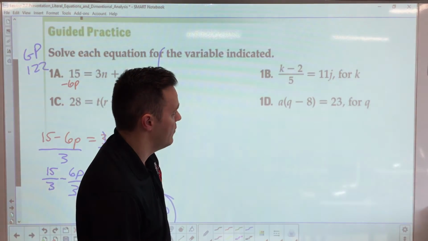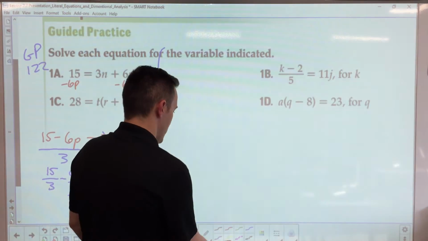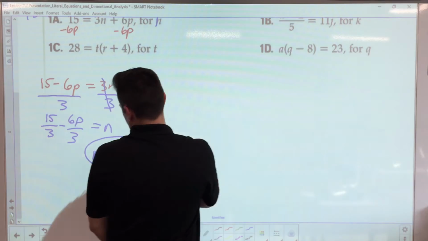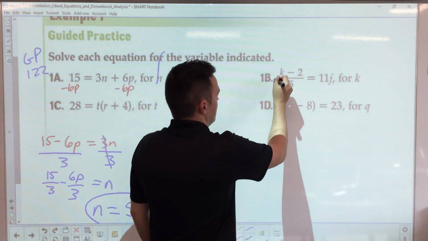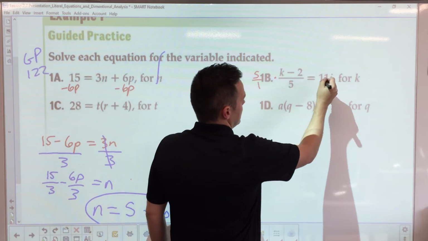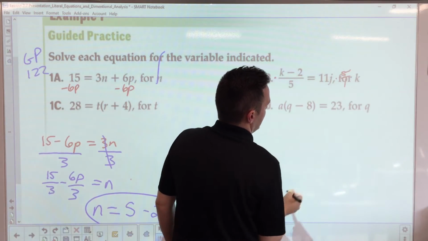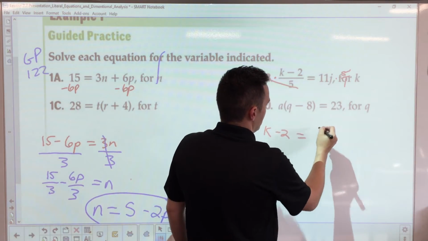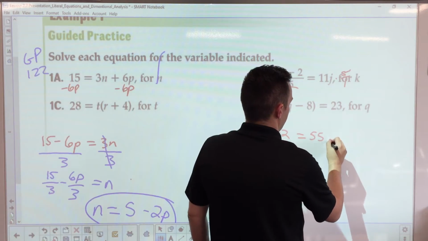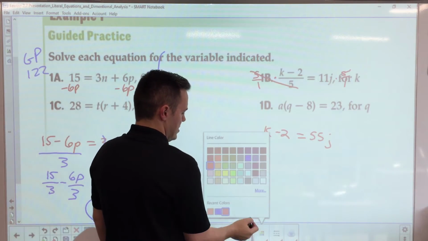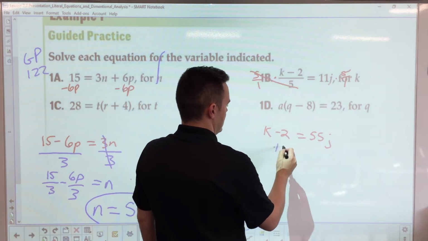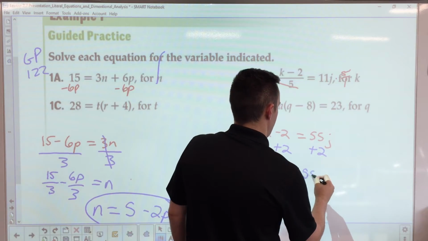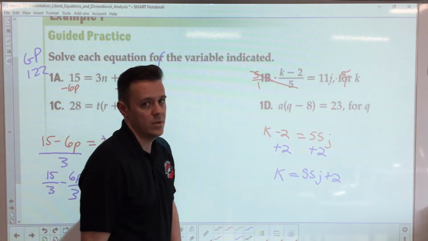So the next one over here, solve for k. First step is what? Let us get rid of this fraction. Multiply both sides by 5 over 1 and by 5 over 1, okay? So when you do that, you'd end up with k minus 2, because the 5's cancel out, equals 5 times this, 55j. Then you just move 2 to both sides, add 2, k equals 55j plus 2. Simple enough, right?